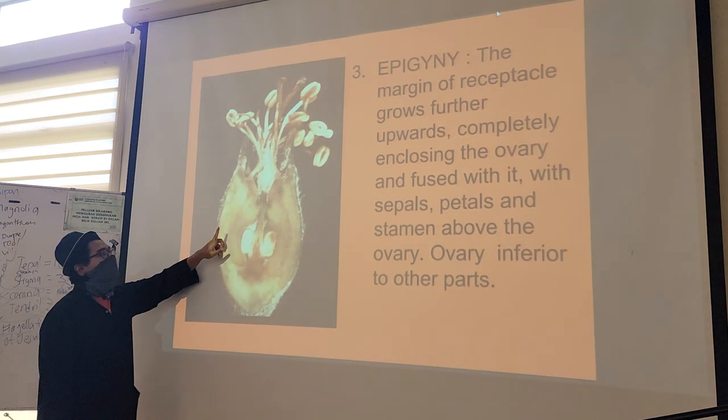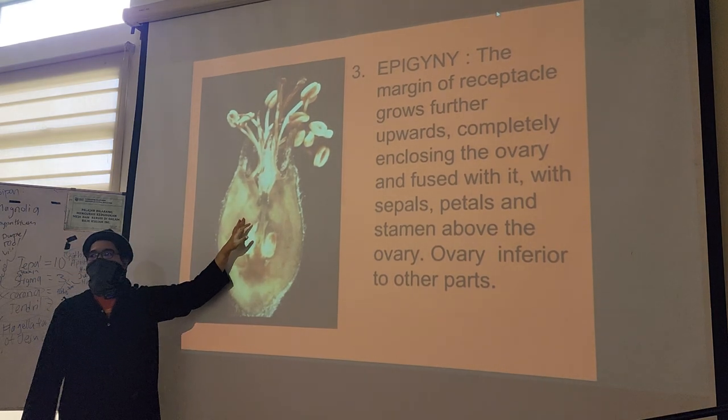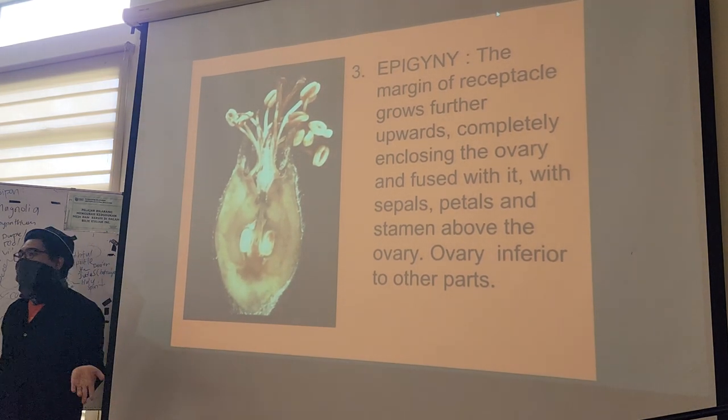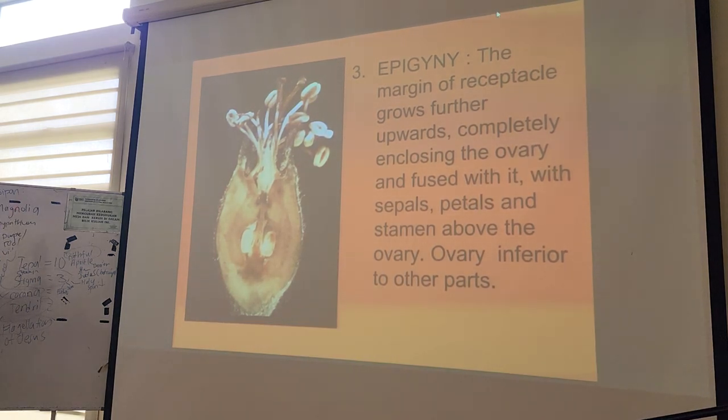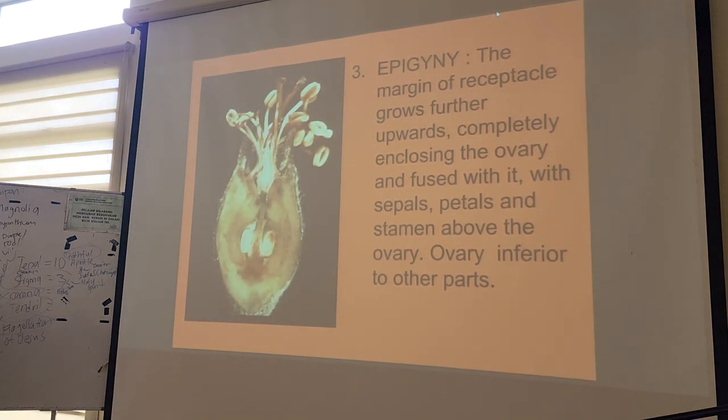And finally, next, epigyny, ovary below. You can see that the ovary actually is being eaten by other structure bases. Okay? All structures have their base. The moment other structure bases start to engulf the ovary, we call it epigyny. Can you quickly tell me what kind of fruit has this kind of arrangement? Apple. Right. Does it look like an apple?